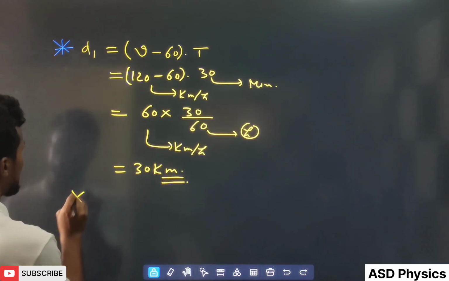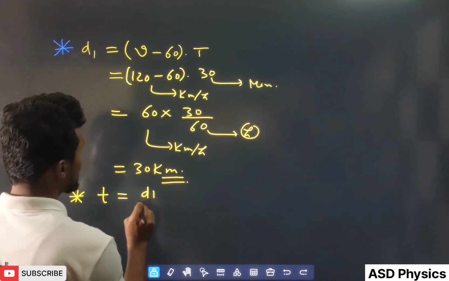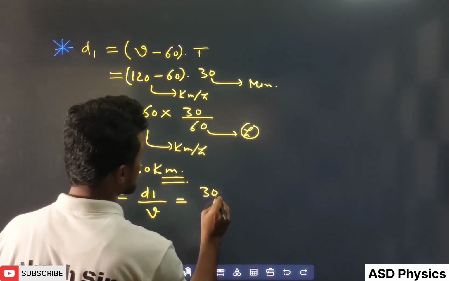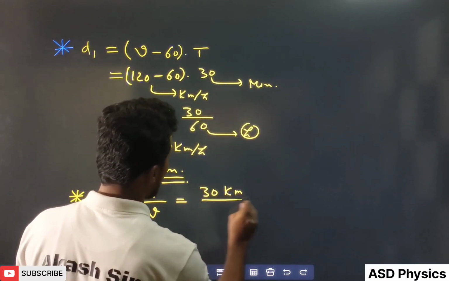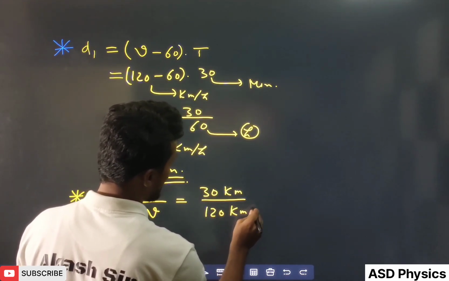Okay. Then after that, if we talk about how much time it will take here, time is given by the distance between the buses divided by the speed. The distance between the buses, how much is given here? 30 kilometer. And the speed, how much is given here? 120 kilometer per hour. Is it?